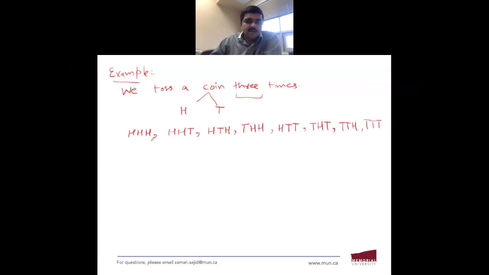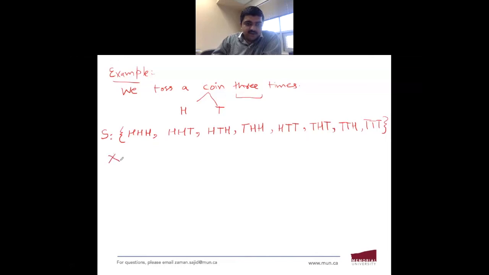Okay. So all of these are the possible outcomes. That's what we call the sample space. If you want to write it down as a sample space, you write S and use curly brackets to denote them. So these are the possible outcomes when I toss a coin three times.